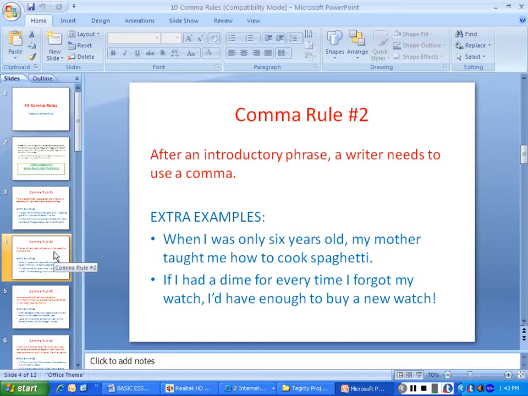Here are some extra examples. When I was only 6 years old, my mother taught me how to cook spaghetti. If I had a dime for every time I forgot my watch, I'd have enough to buy a new watch. Again, look for those connecting words, when, if, after, and you look for the end of the phrase and place your comma.